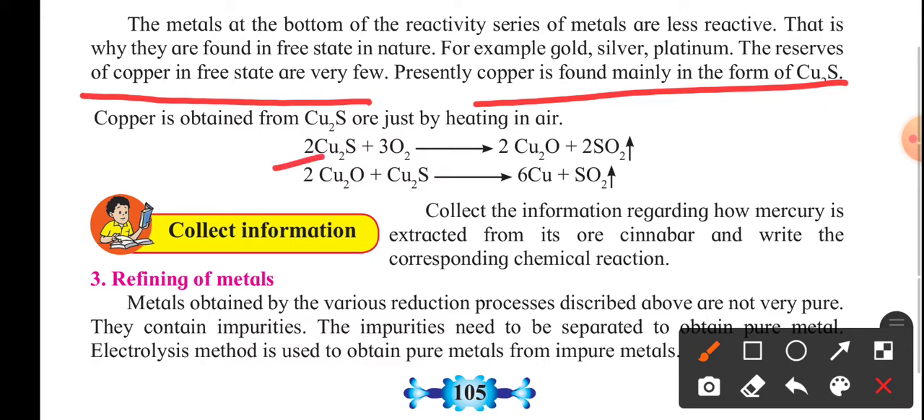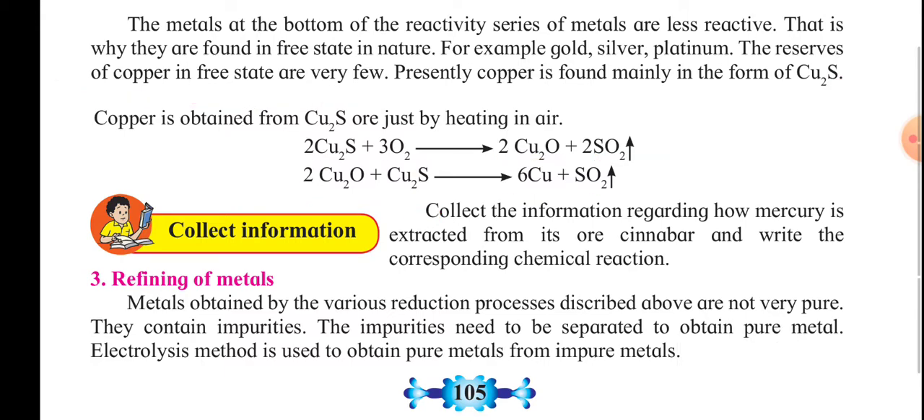So this copper sulfide goes through the heating process, that is, reaction with oxygen, forming sulfur dioxide and copper oxide, and this copper oxide further reacts with the copper sulfide and forms copper, and sulfur dioxide gas is released.